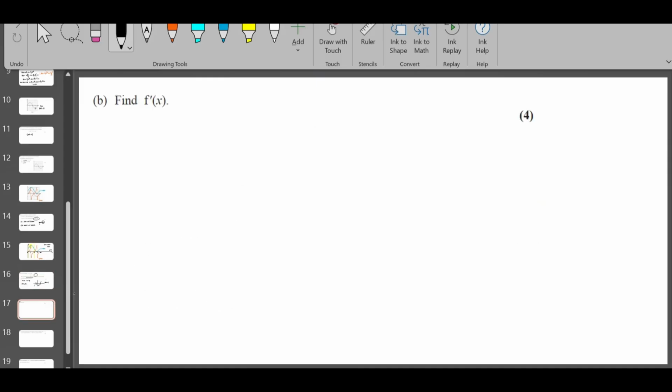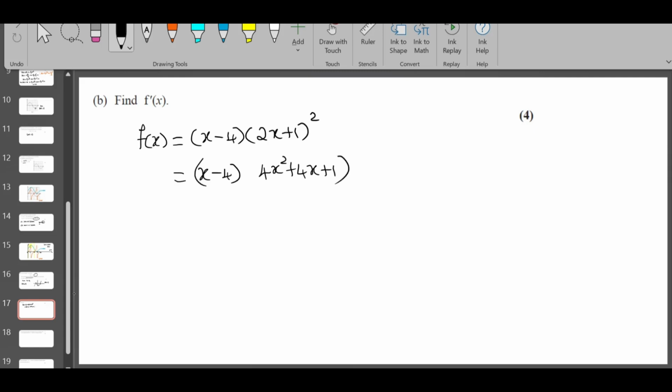Find f dash of x. So write f of x first: x minus 4 times 2x plus 1 whole square. Expand it. A plus b whole square is a square plus 2ab plus b square. Open the bracket, multiply everything by x: 4x cube plus 4x square plus x. And multiply everything by minus 4: minus 16x square minus 16x minus 4.